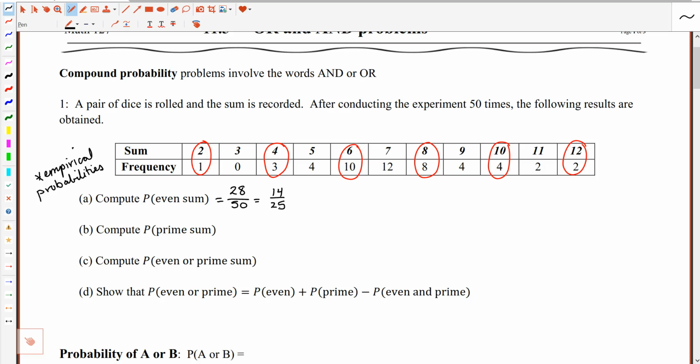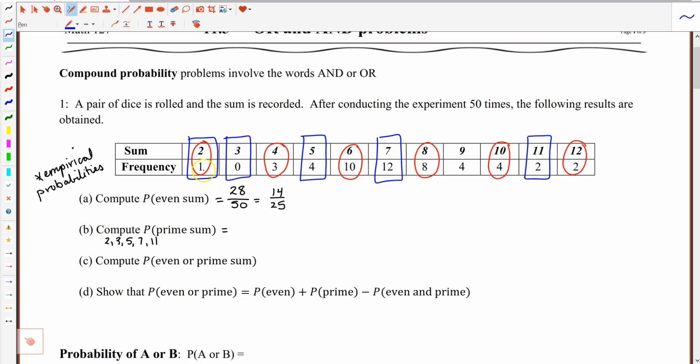Now let's take a look at the next one. Compute the probability of a prime sum. The prime sums that we could get here would be either 2 or 3 or 5 or 7 or 11. Those are the prime sums that are available, so let's go ahead and pull all of those out: the 2, the 3, the 5, the 7, and the 11.